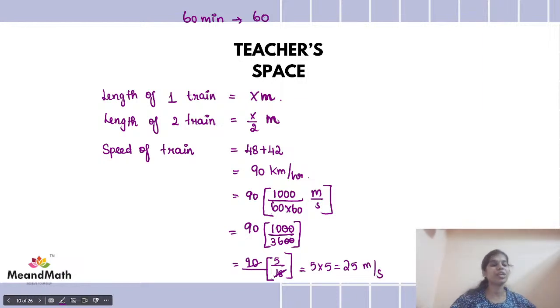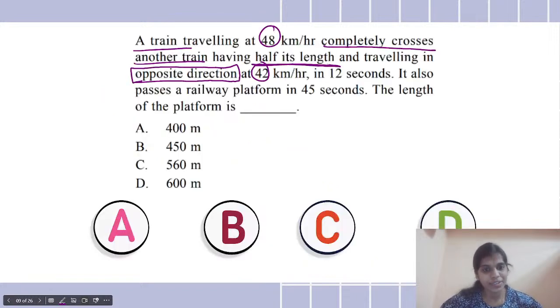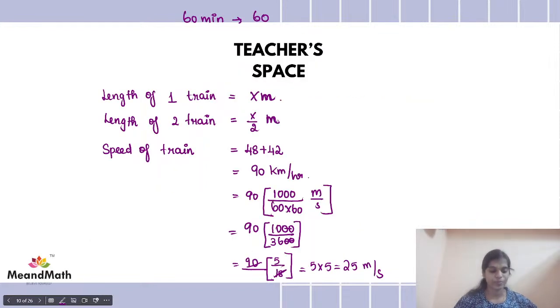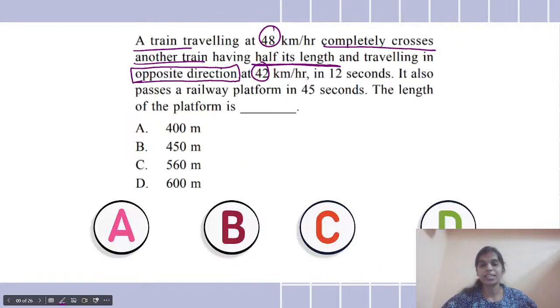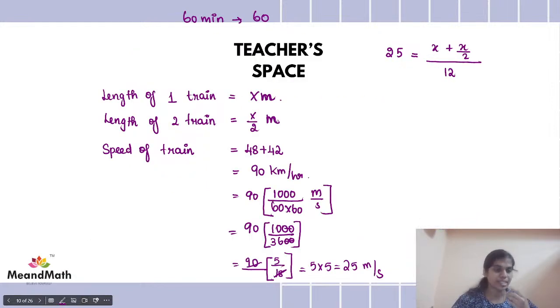Now we found the speed of the train in meter per second. Now I want to find the length of the platform. What else is given? The trains are in opposite directions, and they take 12 seconds to pass each other. So the speed, 25 meter per second, equals the sum of the lengths of the trains divided by 12 seconds.